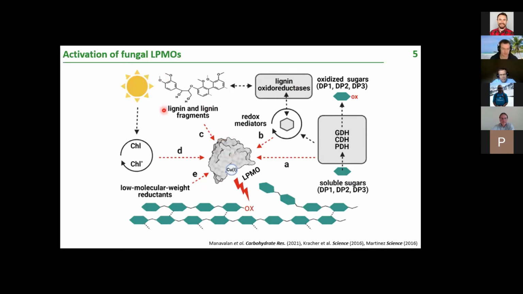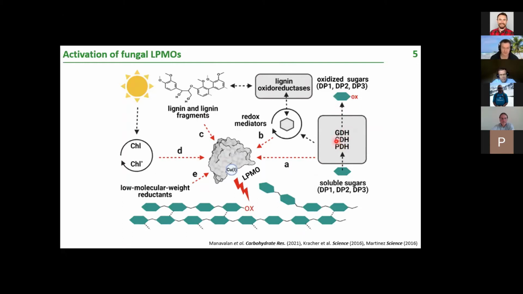So for instance, from lignin or lignin fragments. These are a pool of electrons. This is tightly connected to lignin degrading oxidoreductases that provide breakdown products, for instance. As we've heard, we find a lot of oxidoreductases in fungal secretomes. These feed on soluble sugars from cellulose, from hemicelluloses, producing oxidized sugars.